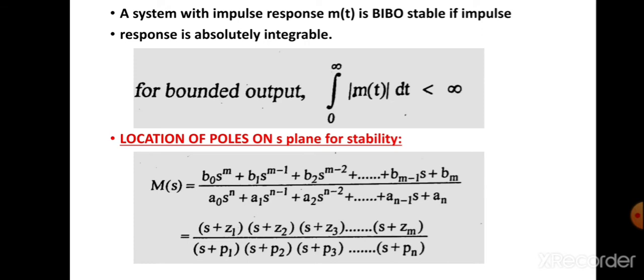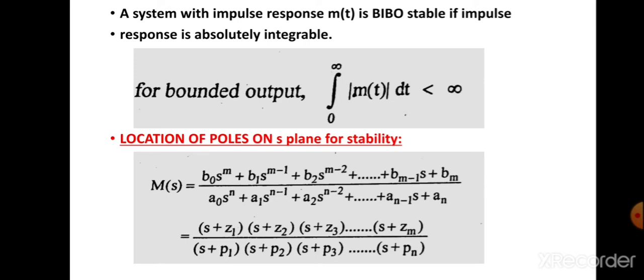Given that M(s) is equal to b0 s raised to m plus etc., divided by a0 s raised to n plus a1 etc. And this is the form of M(s), that is, the system transfer function. That means the system transfer function is in the form of a by b form, and here there is a numerator polynomial and a denominator polynomial.